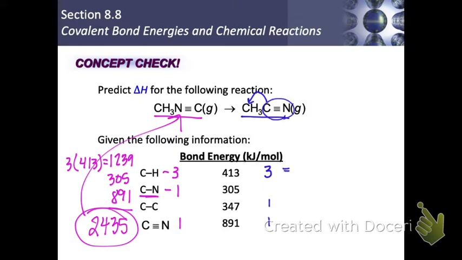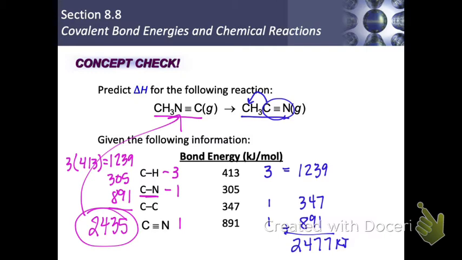So our values really are pretty similar. 1239 there, 347, and 891. I'm going to add all those together, and I get 2477 kilojoules. So it required 2,435 kilojoules to break the bonds of our first molecule, and it released 2,477 kilojoules when those bonds formed again.